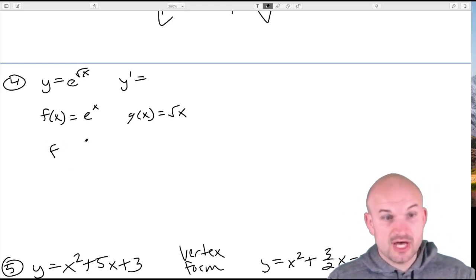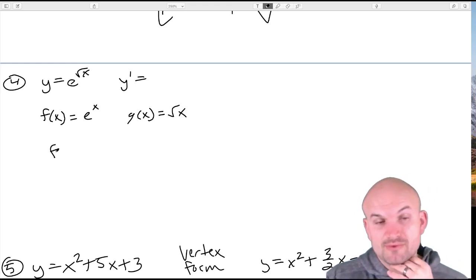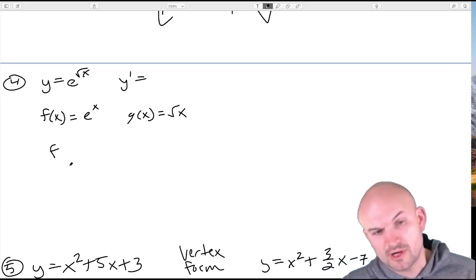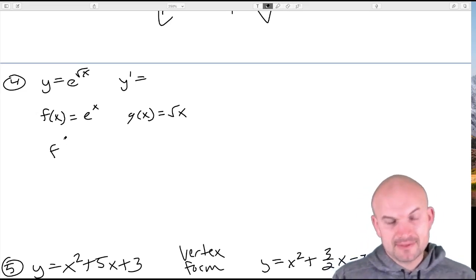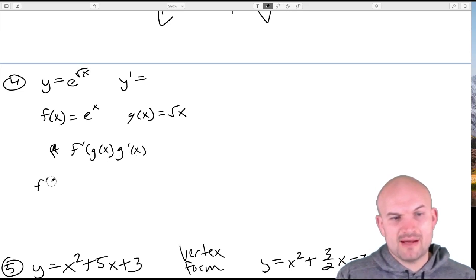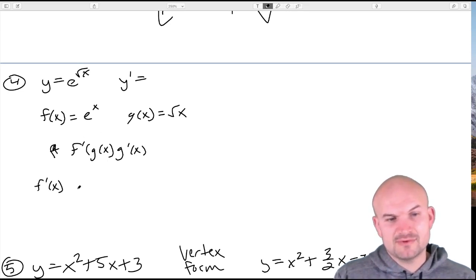All right, so when we are doing the derivative for a function inside of the composition of functions, we're going to use what we call the chain rule. And the derivative then is now just going to be f prime of g of x times g prime of x. So the first thing we need to do is figure out f prime of x, which is the derivative of e to the x, which is just going to be e to the x.